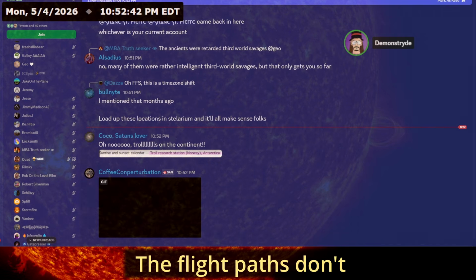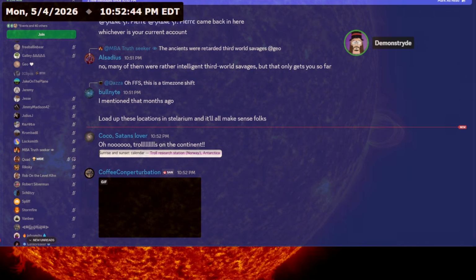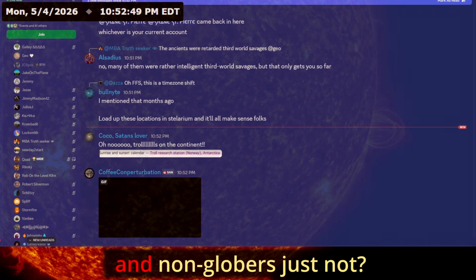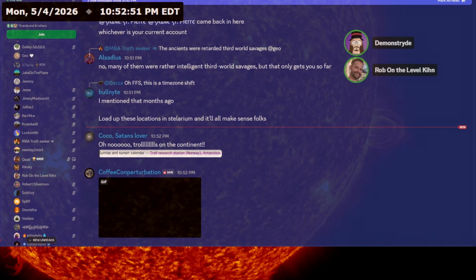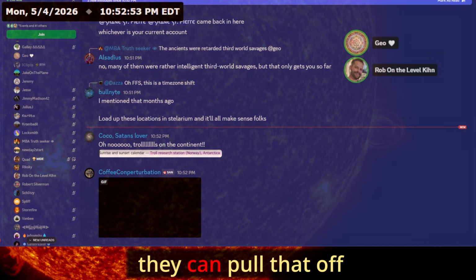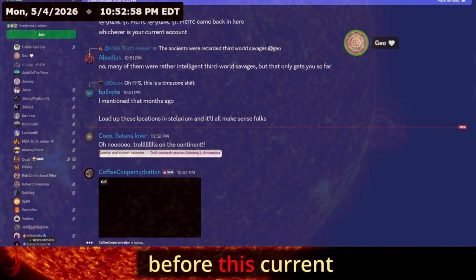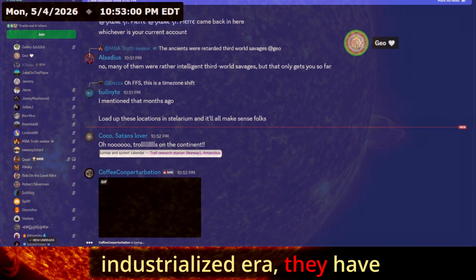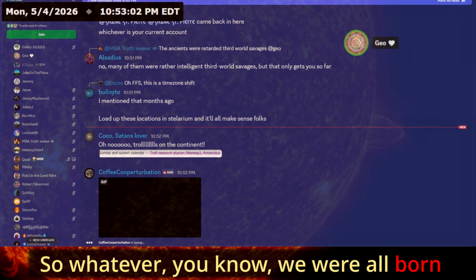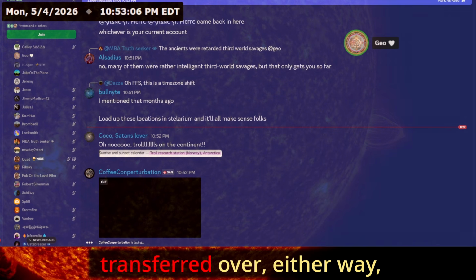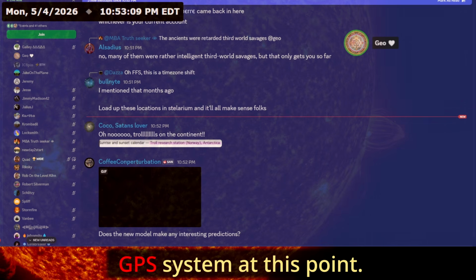The flight paths don't match the planar Earth model. The distances don't match. So is the explanation from flat earthers and non-globers just not planar model? All I think they'd have to do, they can pull that off pretty easily, because basically, whatever you think came before this current industrialized era, they have GPS now. So whatever, we were all born into this current setup. Even if you think they came from celestial navigation and transferred over, either way, they're running the GPS system at this point.